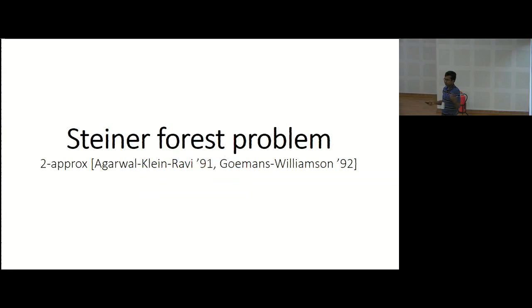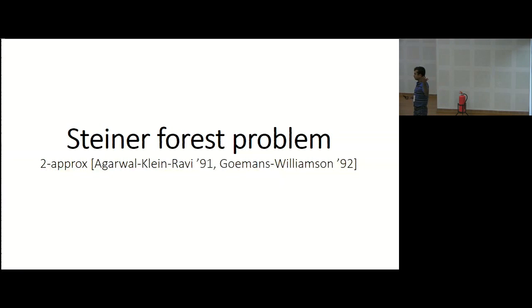For some of you who have seen this problem earlier, it's a classic problem in algorithm design. It's called the Steiner Forest problem and has been studied for quite a few years now. In particular, since the early 90s, we know that the best algorithm for this problem has an approximation factor of 2.